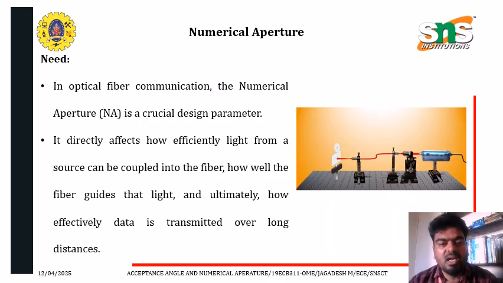The next thing, already we have discussed acceptance angle. The next thing is the numerical aperture. So, what is the need of this numerical aperture? In optical fiber communication, the numerical aperture is a crucial design parameter. It directly affects how efficiently light from a source can be coupled into the fiber, how well the fiber guides the light, and ultimately how effectively the data is transmitted over a long distance. In this image, this is the experimental setup to find out the numerical aperture for a light source.